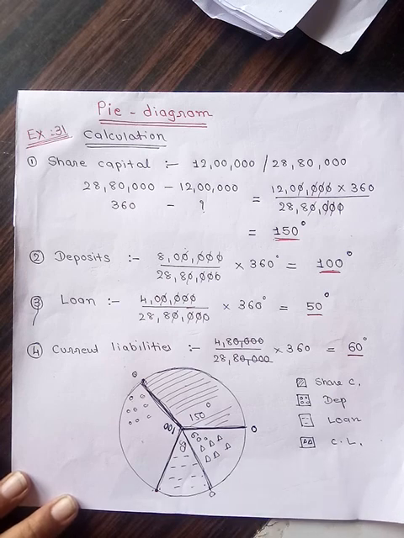Now your homework for today: exercise 2.3, question number 8. It is of a pie diagram.